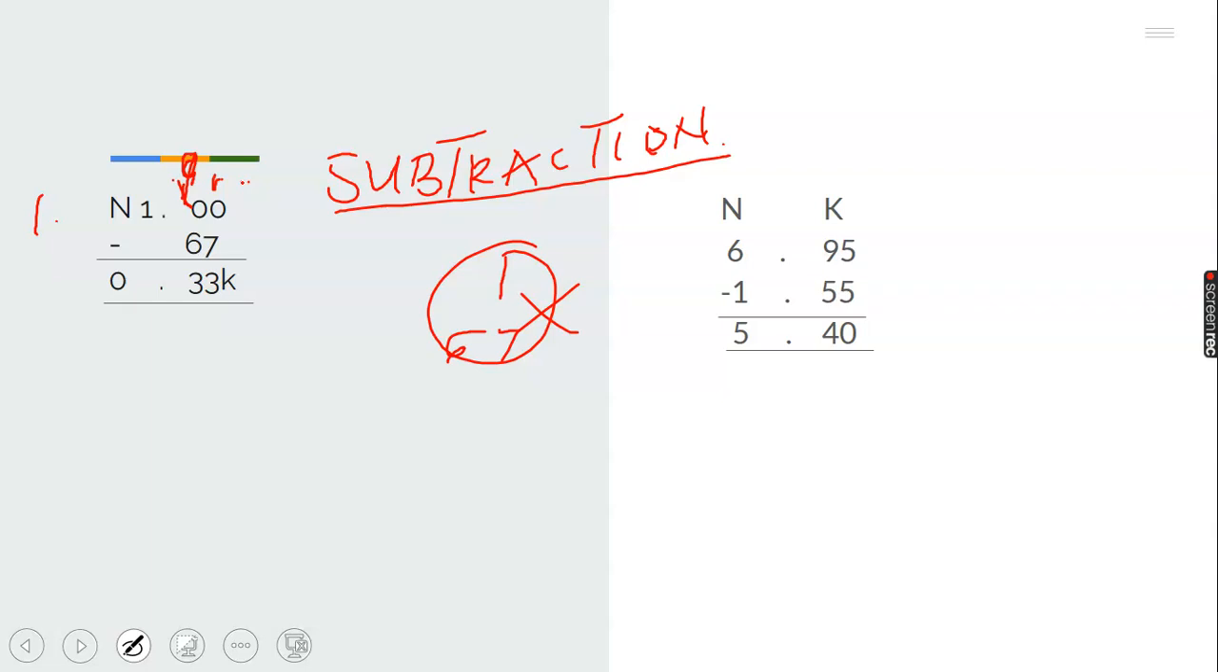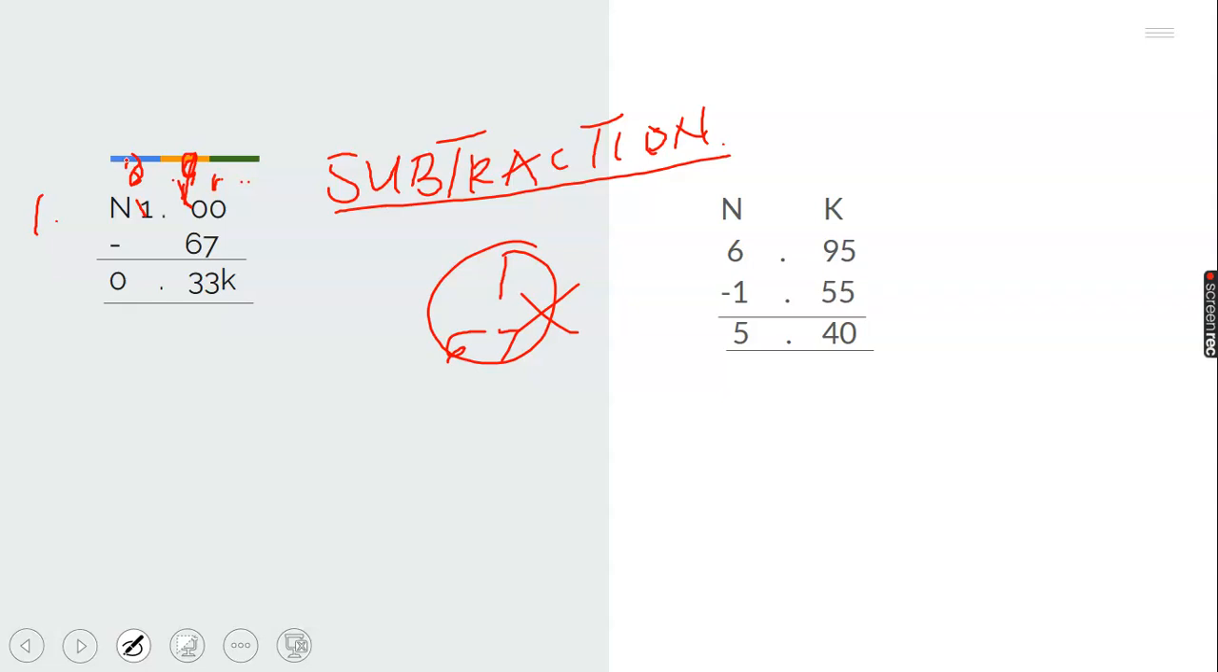Now, you remember that we borrowed 1 from this naira. So this naira remains 0. There's nothing else to it again. That's 0. So we borrowed 1 from this naira side. We bring down our 0. There's no more naira again. So 1 naira, we take away 67 kobo. That will give us 33 kobo.